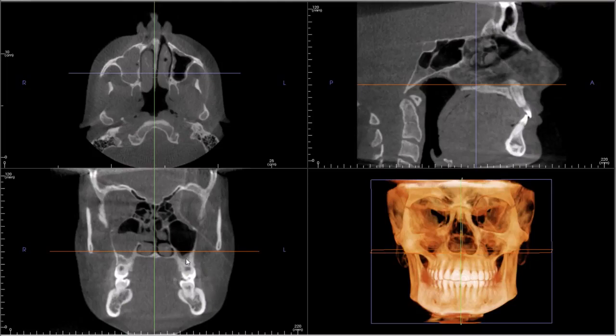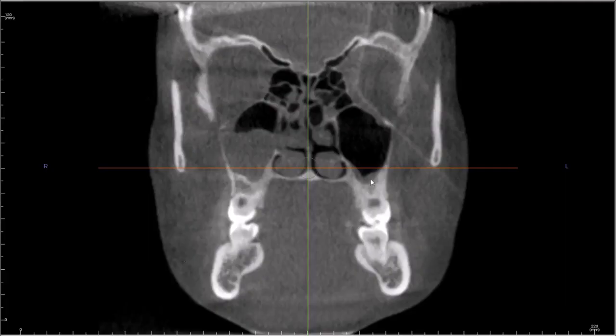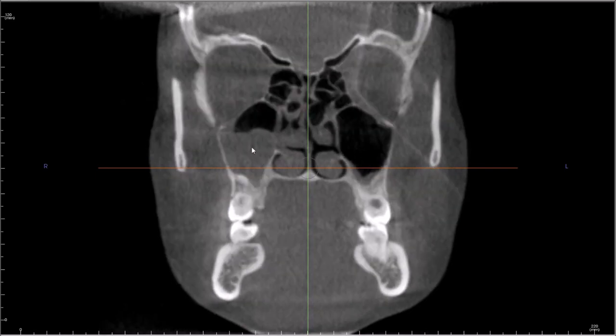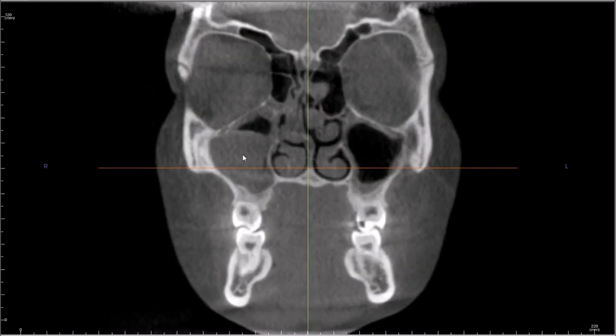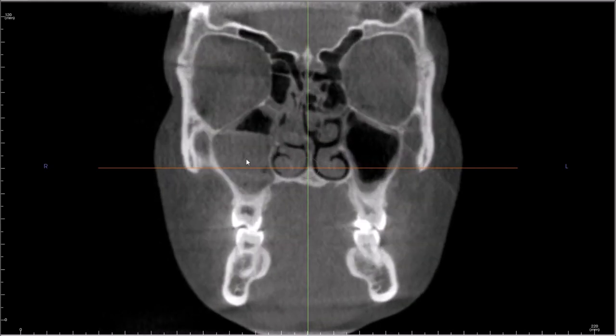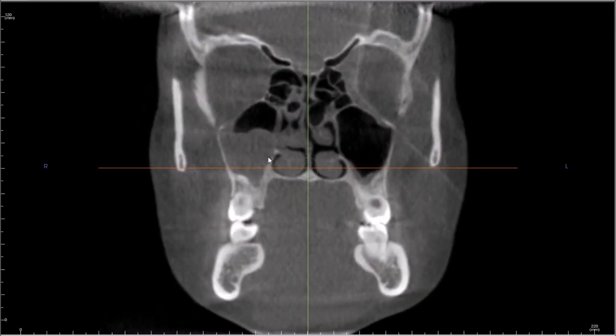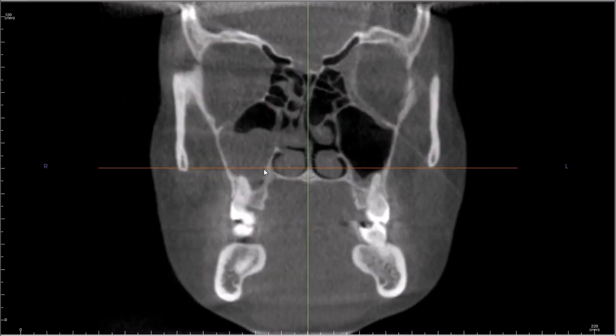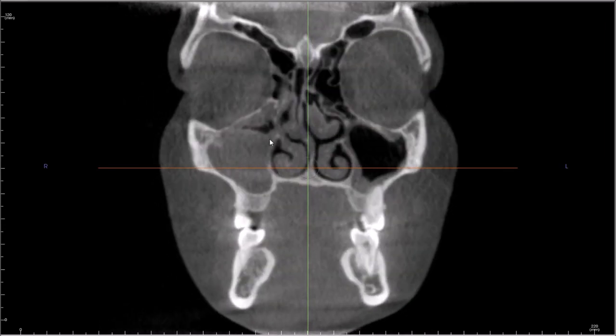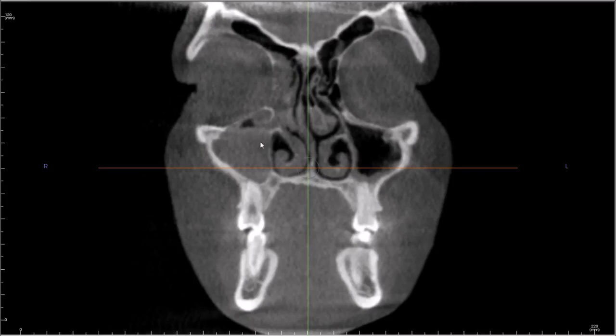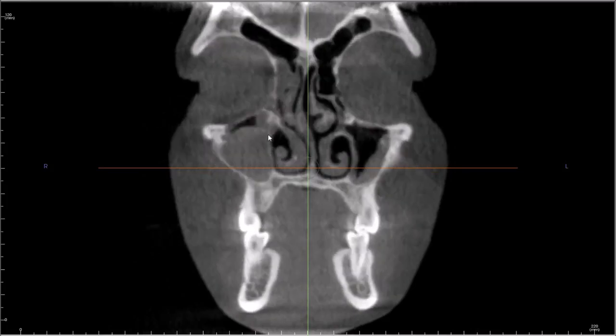One side is nice and pretty open. There's still a little bit of sinus membrane thickening right here, and that's pretty normal. But this side, that's a lot more thickening than what would be considered normal. And so you want to make sure the drainage pathways of the sinuses are clear. We scroll through here to where the maxillary sinus ostium is, and it's obviously congested.